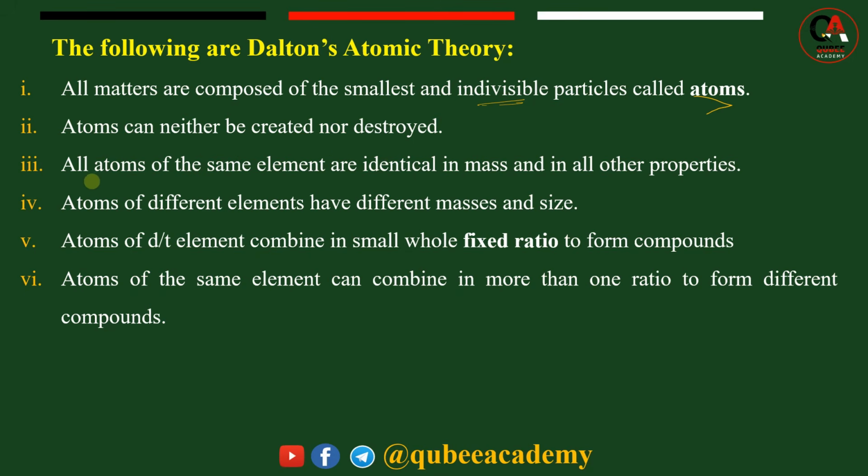The third theory developed by John Dalton is that all atoms of the same element are identical in mass and in all other properties. Here is the third theory developed by John Dalton. An element contains its own atoms. Those atoms of the same element are identical. Identical means identical in mass and in all other properties.